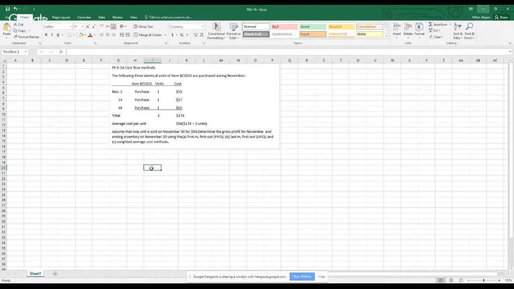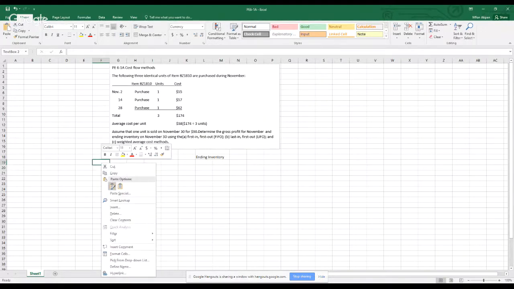So first thing, let's just get our categories. So we're going to calculate first gross profit. Bear with me in my typing. Gross profit, and then we're going to calculate ending inventory. So we got these two. Then it's asking us to do it, look for first in, first out. That's the first one. I'm using that method.